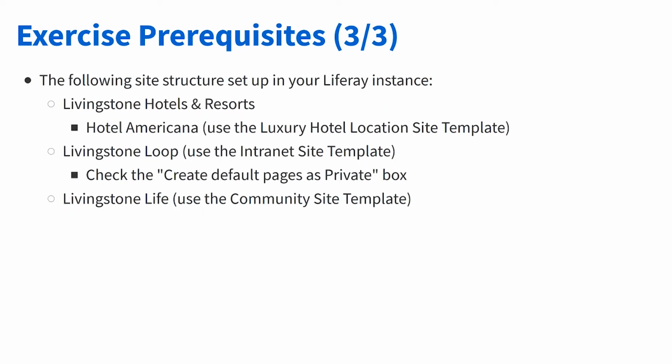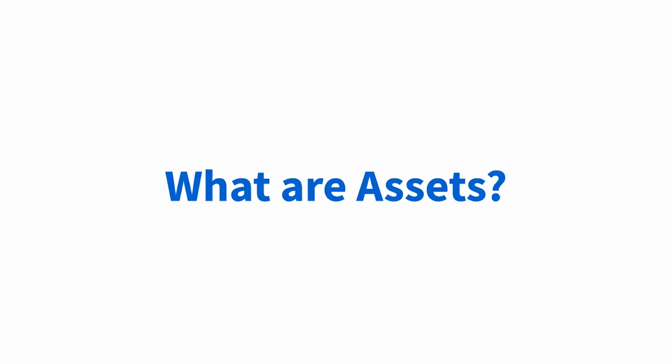And then last but not least, you're going to want to have the Livingston Hotels and Resorts structure up and running. We're going to be doing a lot of our work in that. You also have some structures that we're going to be using a lot if you don't already have them ready to go. It's going to be the Livingston Hotels and Resorts, Livingston Loop, and then Livingston Life. All right, now that all that's out of the way, we can finally begin.